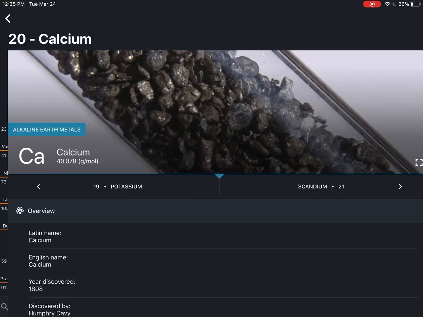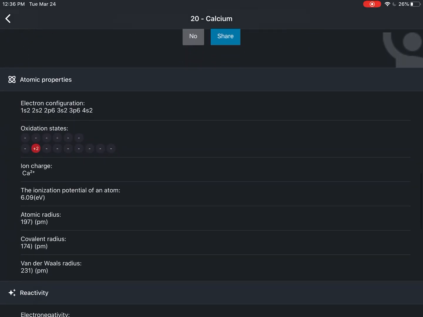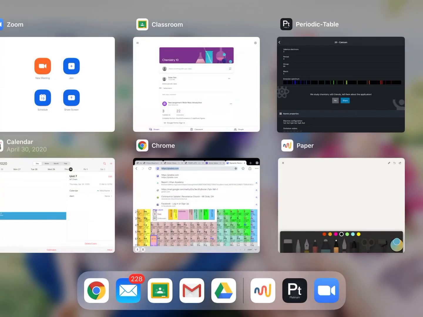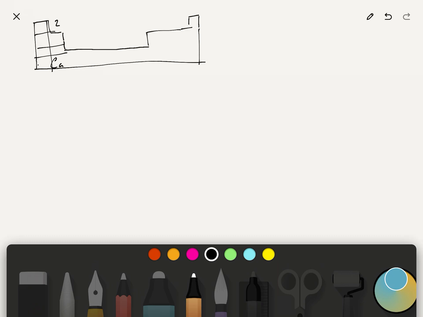So if we go to the periodic table, let's look at calcium. If we look here on this periodic table, it should show us the electron configuration underneath atomic properties, but we're going to figure out how we got there. So calcium, if we draw just the top part of the periodic table, is right here in group 2, period 4.